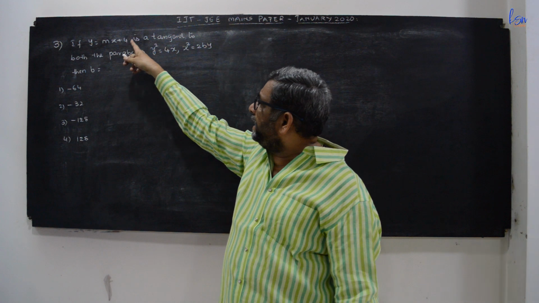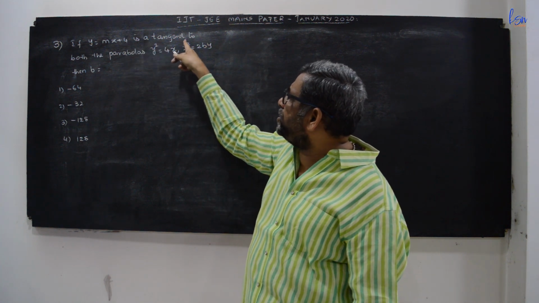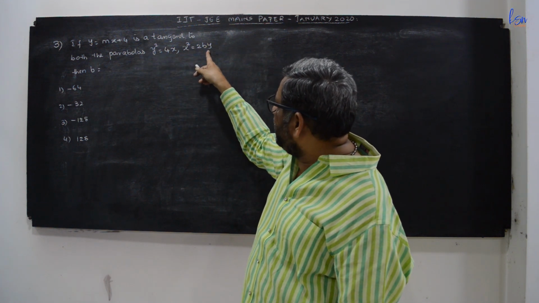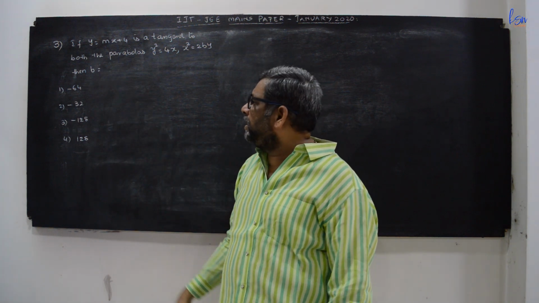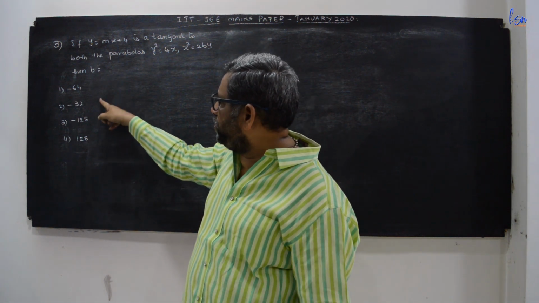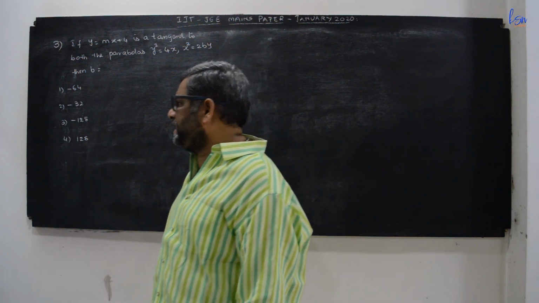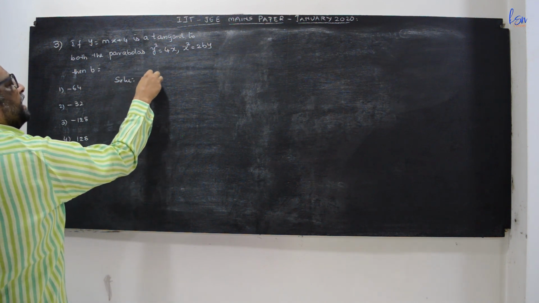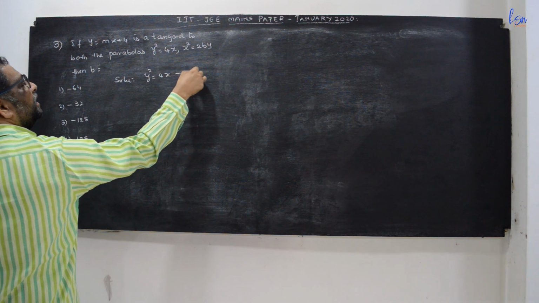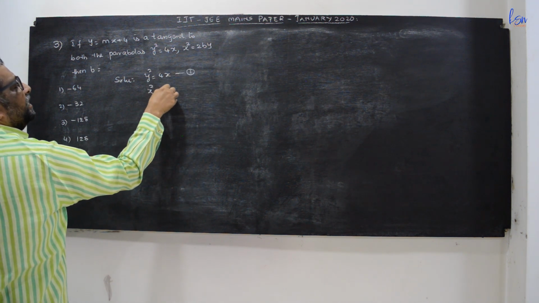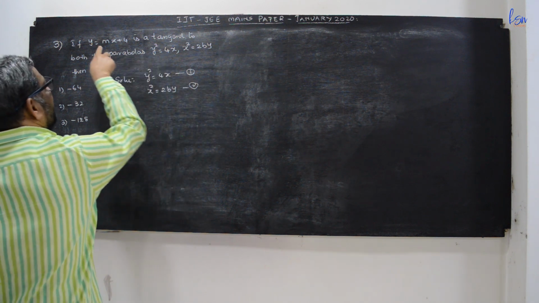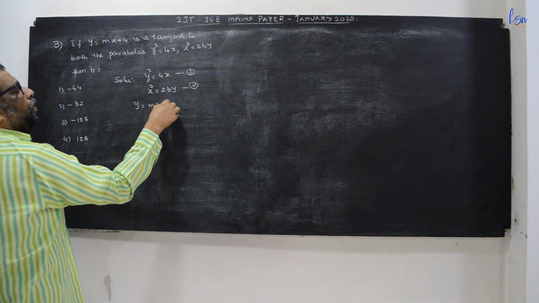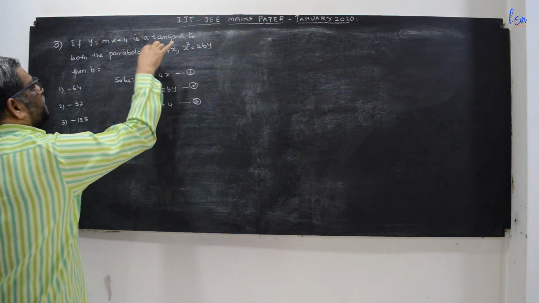The next question is, if y is equal to mx plus 4 is a tangent to both the parabolas y square equal to 4x, comma, x square equal to 2by, then b is equal to. The options are minus 64, minus 32, minus 128 and 128. Let us see the solution. The parabolas are y square equal to 4x and x square equal to 2by. Given that y is equal to mx plus 4 is a tangent to both the parabolas.